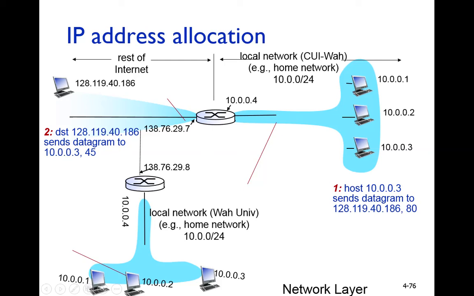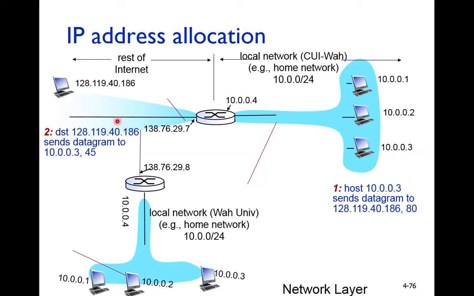Similarly, this other university also has a gateway, and this is the outgoing link. This gateway will have a public IP address, so it is known worldwide. Anywhere over the internet, if someone wants to send a packet to IP address 138.76.29.8, the packet will be transmitted to this router. On each router throughout the internet, the route is stored for this IP address. This is called a public IP address.